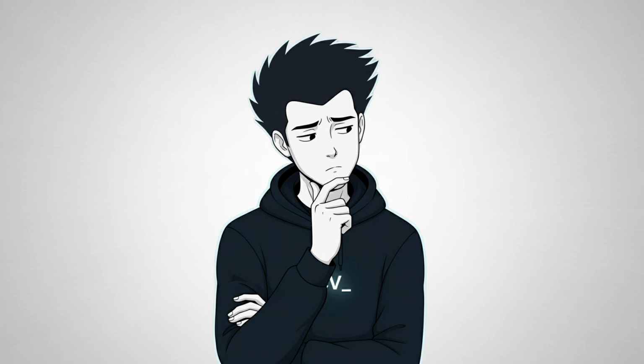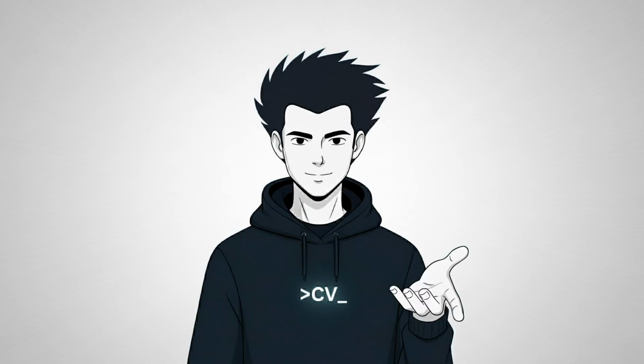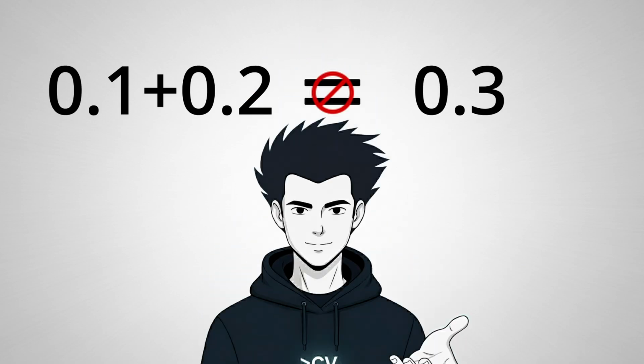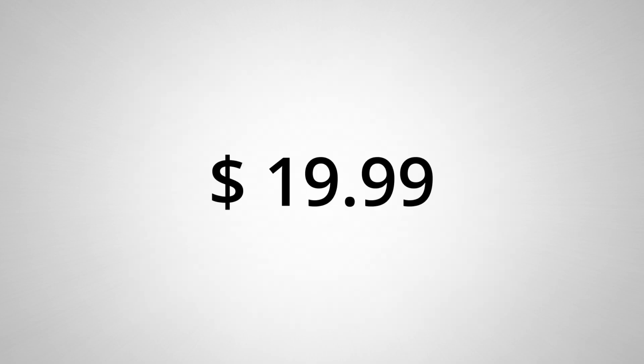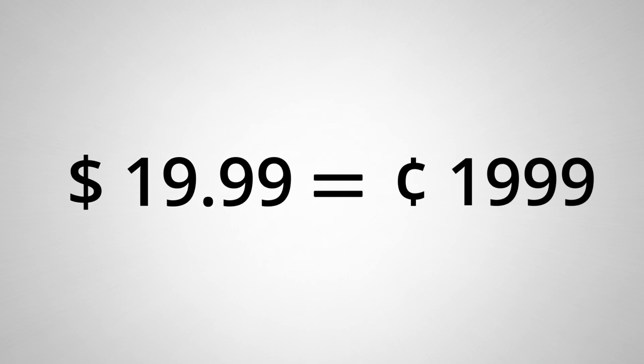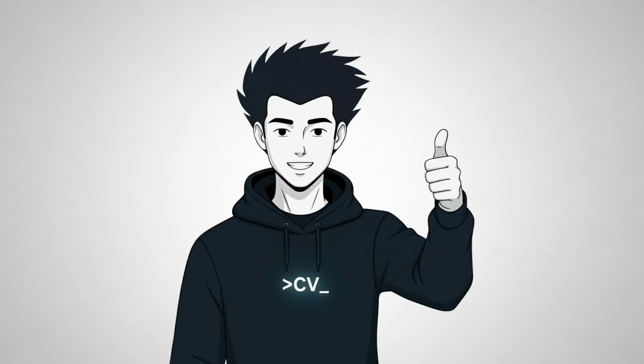So how do we handle this? For most calculations, we don't check if numbers are exactly equal. Instead, we check if they're close enough, within a tiny tolerance. For financial applications dealing with money, many systems avoid decimals entirely. They store everything in cents as whole numbers. So $19.99 becomes 1,999 cents. No decimals, no problem.